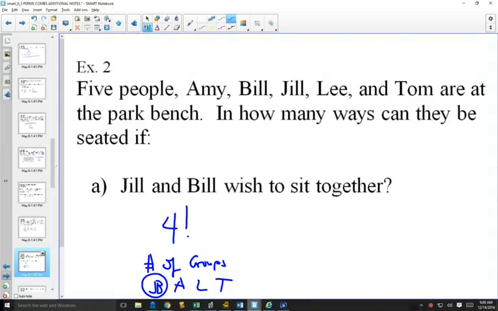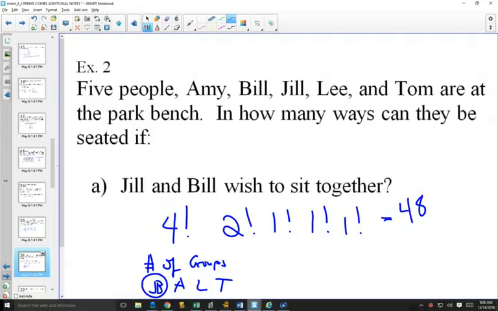So when they sit on the park bench, it depends if they want to hold left hand, right hand, or right hand, left hand, right? So we've got 2 factorial ways for that. We wouldn't have to write 1 factorial for the other 3 groups because there's only 1 in there, but it's not wrong if you do. If you want to get into the grouping strategy where you do number of groups factorial, and then for each group you look at how many ways they can be arranged, you could put that down. This is going to be 48 ways that Jill and Bill can sit together.